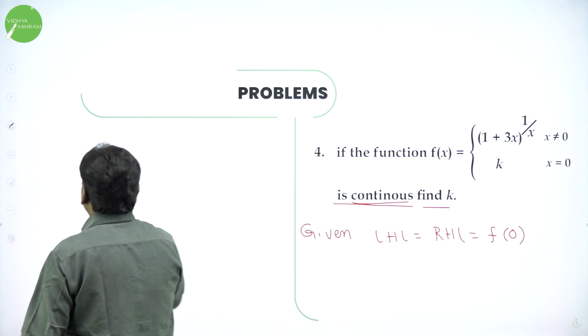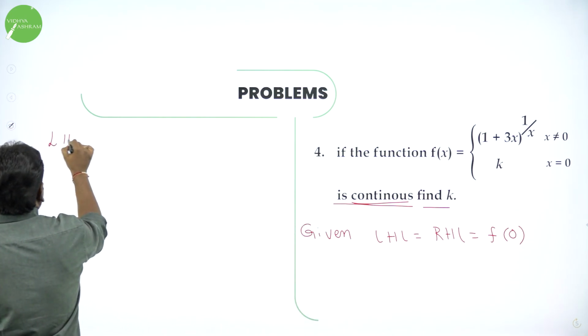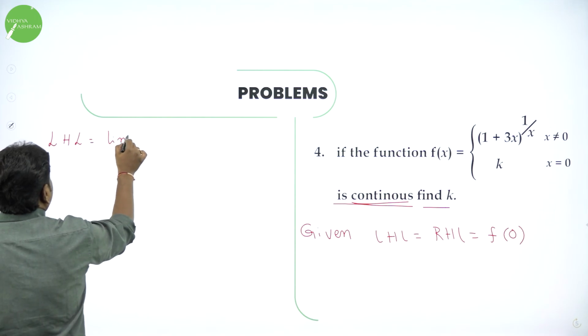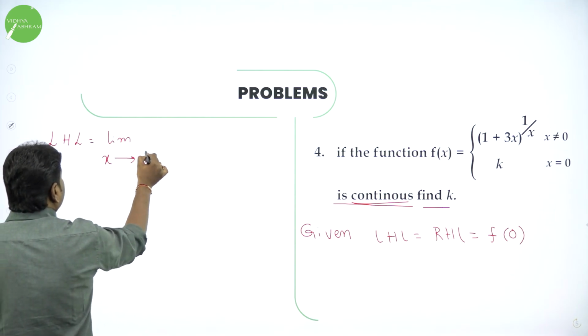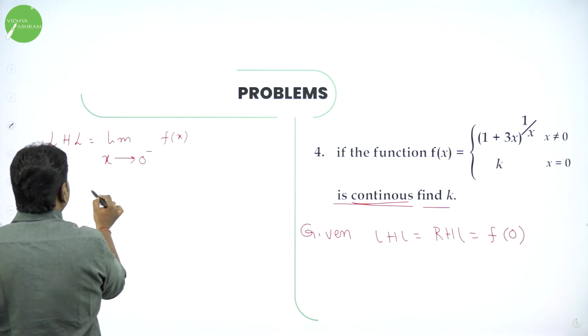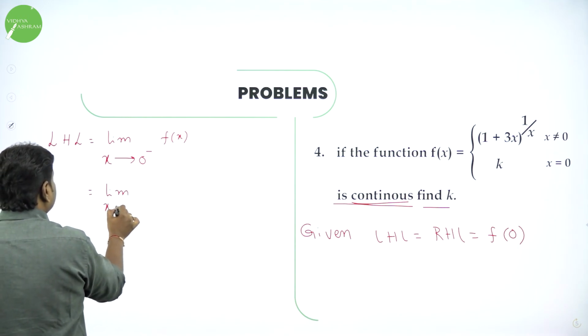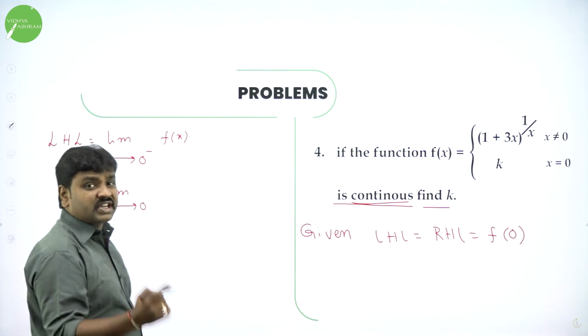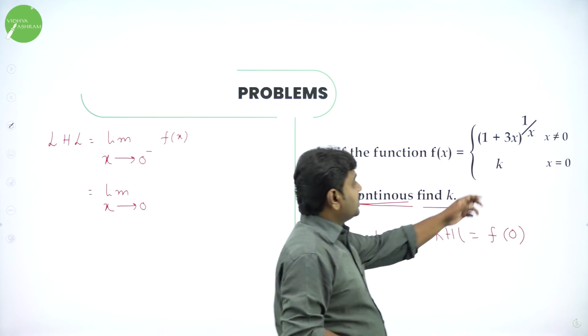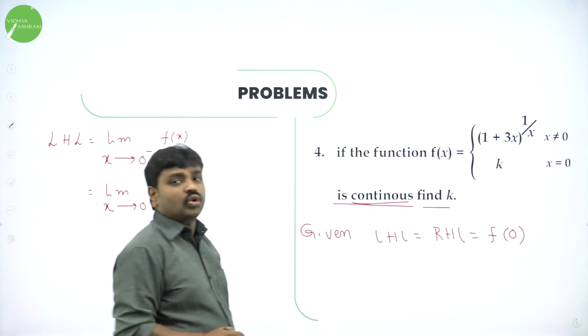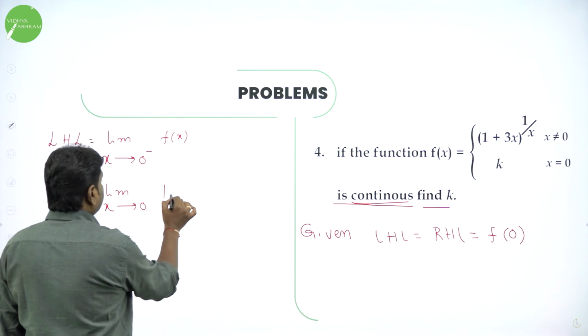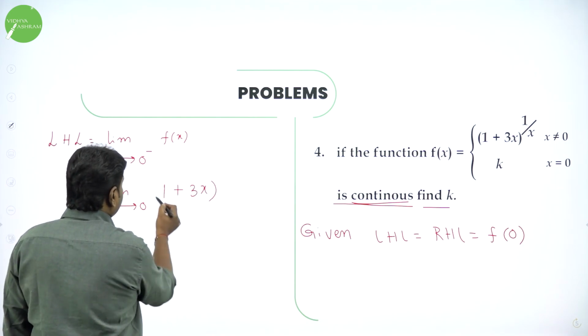Now I will go to LHL. What is LHL? Left-handed limit. What is left-handed limit? Limit x tends to 0 minus f of x. What is meant by limit x tends to 0 minus? It is same as limit x tends to 0. Minus means choose the function when x is less than 0. When x is less than 0, what is the function? 1 plus 3x whole power 1 by x.